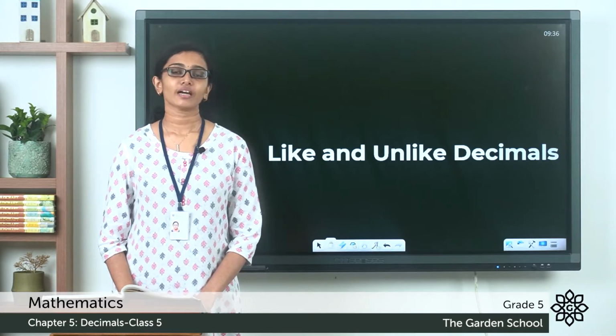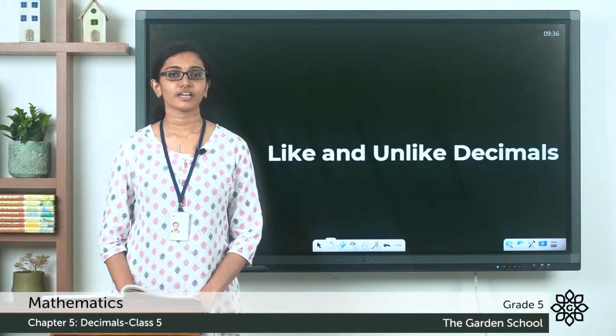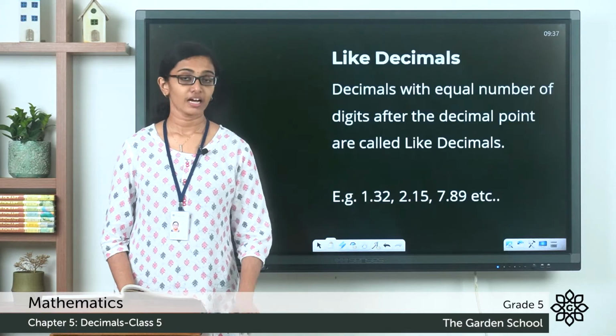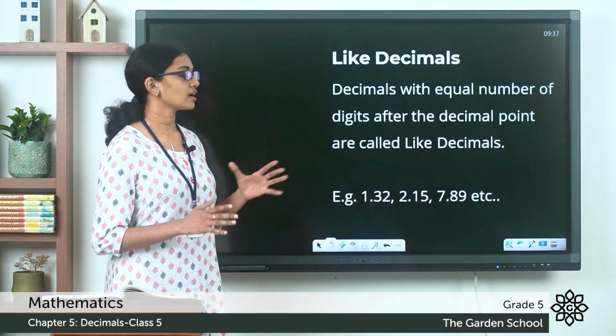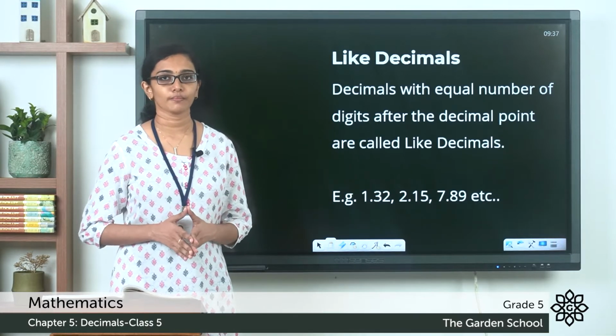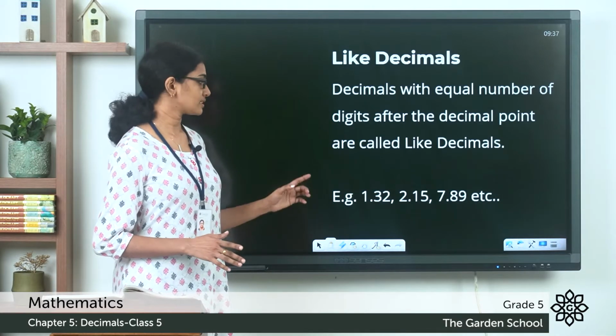We are learning about decimals in this chapter. Today, let's learn about like and unlike decimals. So what are like decimals? Like decimals are those which have an equal number of digits after the decimal point. You can see some examples here.